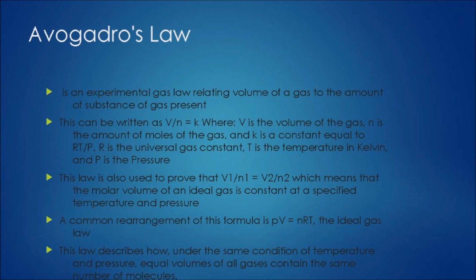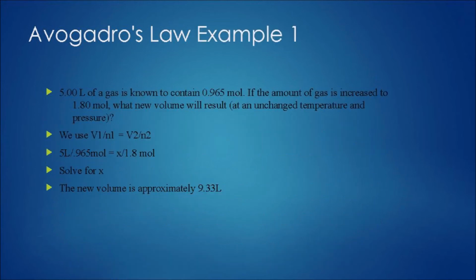This law describes how, under the same conditions of temperature and pressure, equal volumes of all gases contain the same number of molecules. So now let's do an example problem with Avogadro's law. Let's say we have 5 liters of a gas, and it's known to contain 0.965 moles of that gas. If the amount of gas is increased to 1.8 moles, what will be the new volume, assuming that the temperature and pressure remain unchanged?